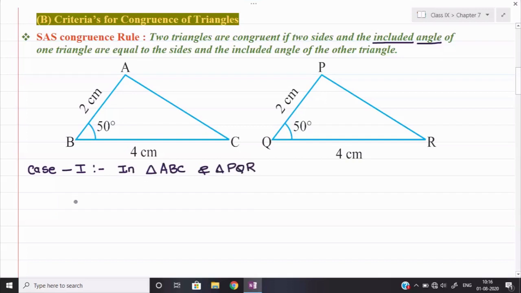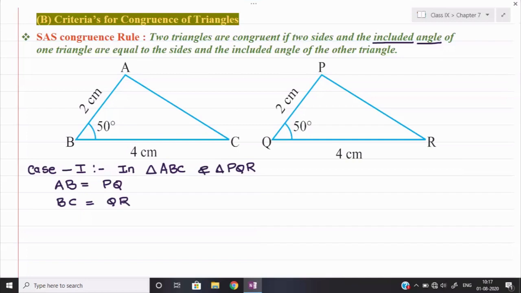As you can see in the figure, first you see AB and PQ are given equal, right? So one pair of corresponding sides is given equal. AB and PQ are the corresponding sides. Similarly, you observe BC and QR are also given equal, and that is also a corresponding pair. So for the first condition, two corresponding pairs of sides are required to be given equal or proved equal. Okay, so that is given to us.